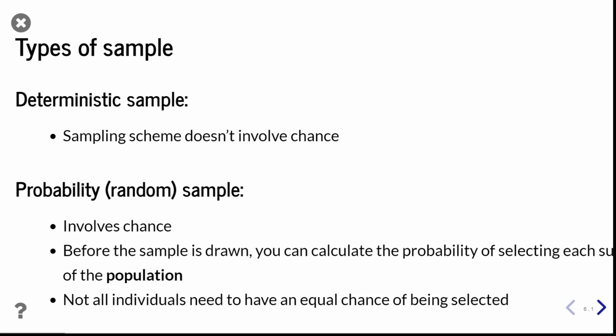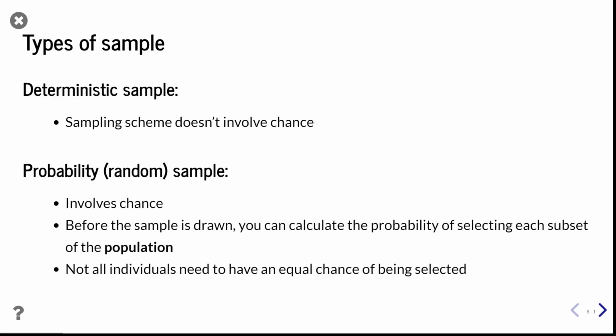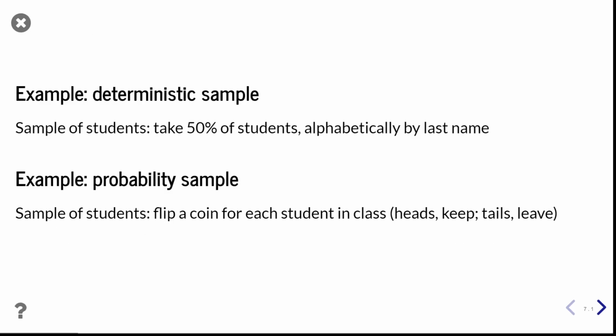On the other hand, you have a random sample. This is a sample where some chance, some randomness, is involved. Formally, the definition of a random sample is one where I can, at least in principle, calculate beforehand the probability of selecting every subset of the population, so every group. In a random sample, it doesn't have to be uniform or fair. Not all individuals need to have an equal chance of being selected. It just has to involve some chance. So let's see some examples of these.